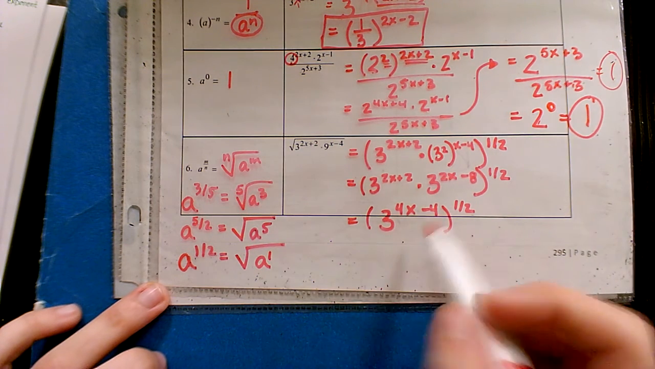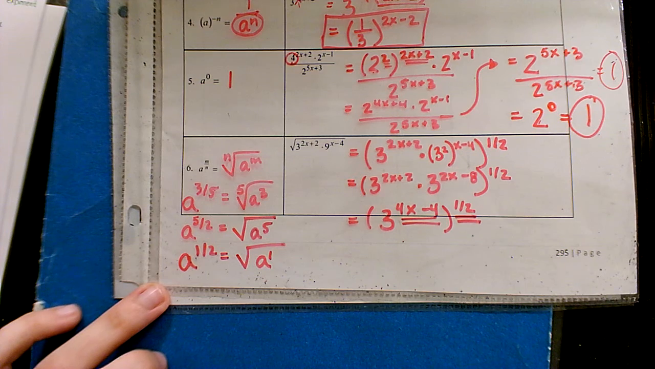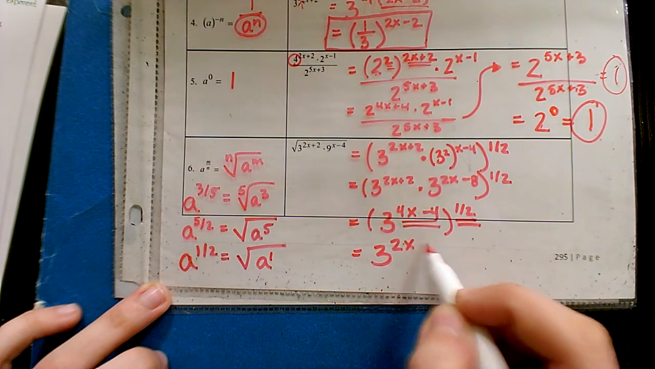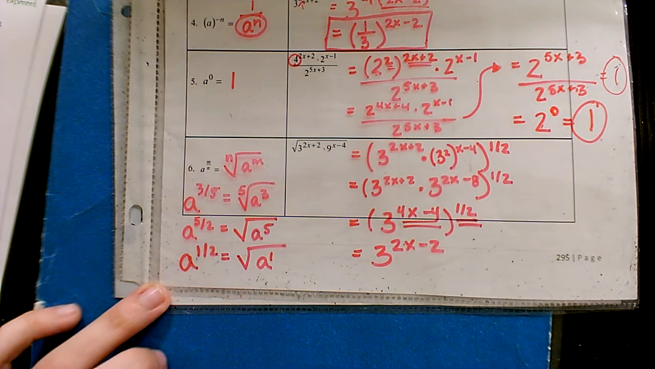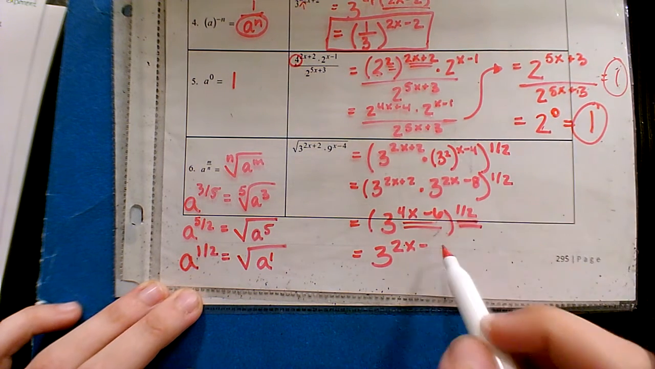And lastly, notice how we have a power being raised to a power. So we multiply those together, which would be a new power of 2x minus 2. Wait, this should be 6. My bad. So then this would be 3.